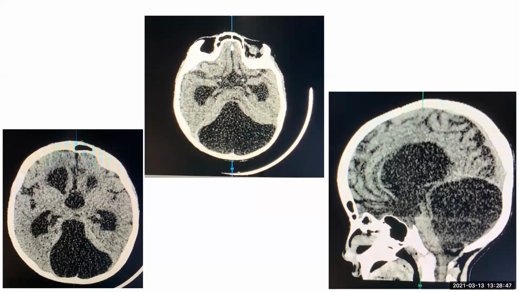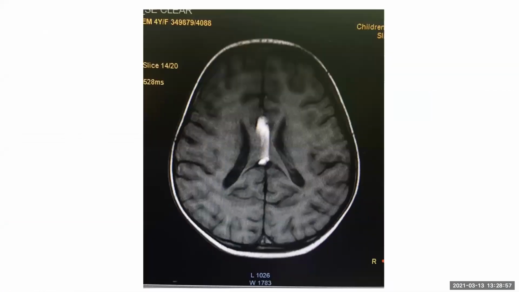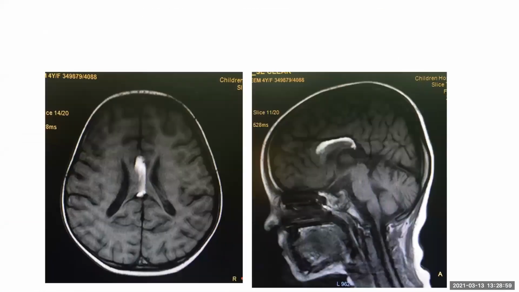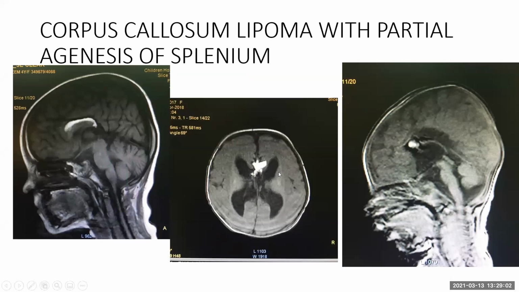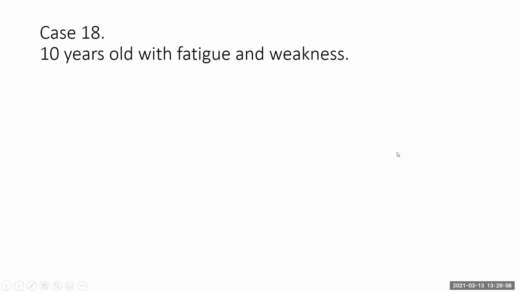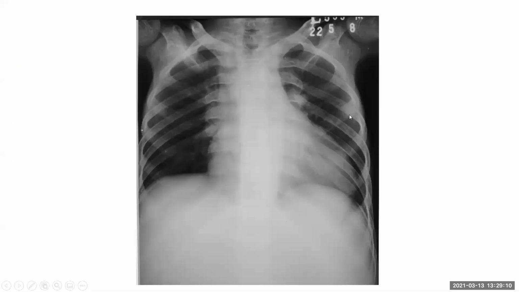Yes, this was Dandy-Walker malformation. And you can see the cyst communicating with the fourth ventricle. The vermis is absent and the cerebellum is hypoplastic. Very rightly, this one was very well done. This is another case in which you can see another lipoma and a partial agenesis of the corpus callosum. This you should have picked.